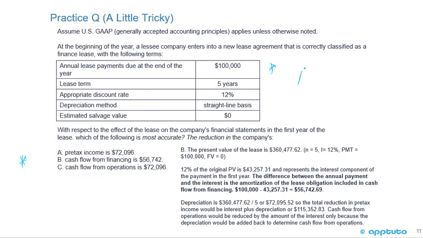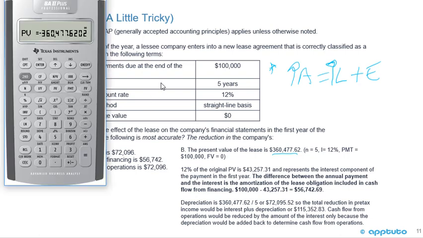So we know assets equals liabilities plus equity. I'm going to increase my asset by $360,477.62, and I'm going to increase my liability. Okay, but we're not done yet because we're looking for what the impact is on the pre-tax income, the cash flow from financing, the cash flow from operations. So this question, you really have to understand your leases, exactly what's going on. Okay. So this is an interesting one because the payment is due at the end of the year. The end of the year, okay?